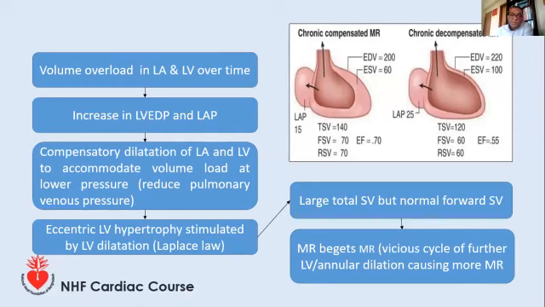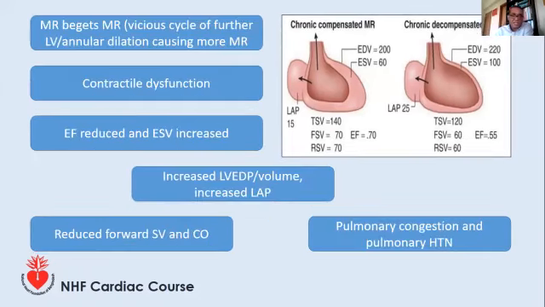During this period, the patient may enjoy their life, but as time goes on, mitral regurgitation begets mitral regurgitation. It's a vicious cycle of further left ventricular and annular dilatation causing more mitral regurgitation. Eventually, contractile dysfunction ensues, ejection fraction is reduced, end-systolic volume is increased, and thus pulmonary congestion and pulmonary hypertension develop. There is also reduced forward stroke volume and reduced cardiac output, and the patient develops the syndrome of low cardiac output.